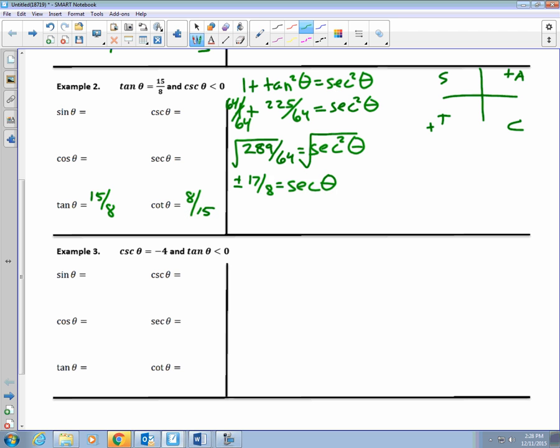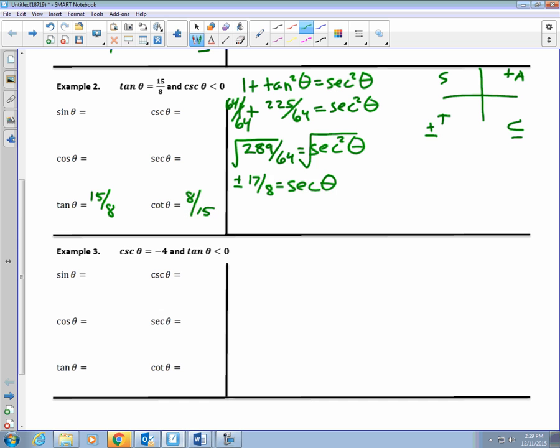If cosecant is less than 0, does that mean it's positive or negative? It's negative. Cosecant is the reciprocal of sine. So where is sine negative? Third and the fourth. So which quadrant am I working in? The one where tangent is positive and cosecant is negative, the third quadrant.